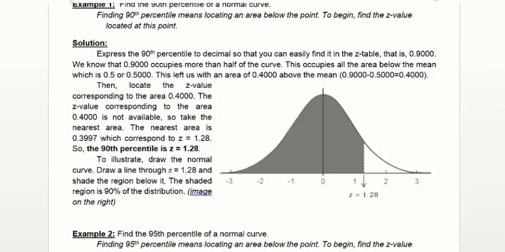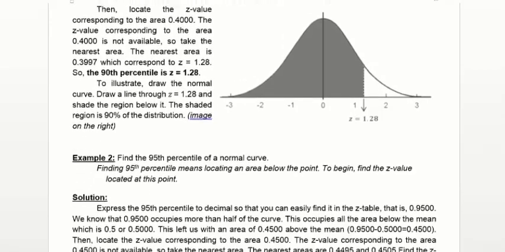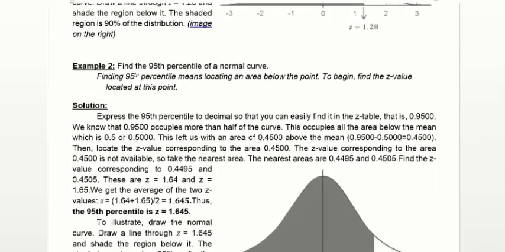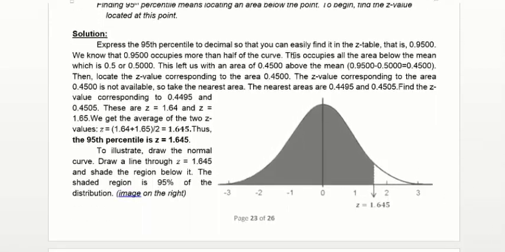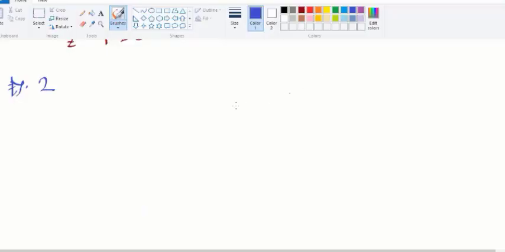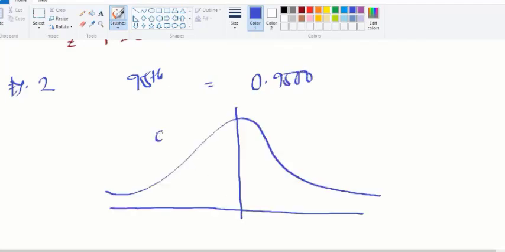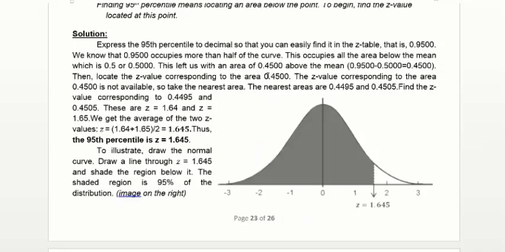Percentile of a normal curve. Okay. So, the same way, no? The same thing, almost the same thing. So, we have to locate the 95th. So, 95th percentile, so, it is 0.9500. So this is 0.5, obviously, so you have to have a 0.45. Locate the z-value corresponding to the area, 0.4500.